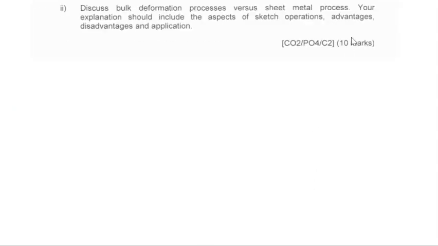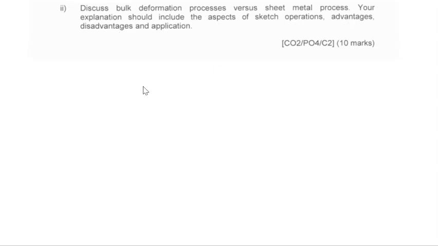And the next question is 10 marks. Wow, this is a big mark allocation. The combination can be 6 and 4, 5 and 5, or 3, 3, 4. It depends, and it can mix with the bulk deformation question also. For example, they say discuss bulk deformation process, without mentioning any type of process, versus sheet metal process, also without mentioning any specific process. Your explanation should include the aspects of sketch, operation, advantage, disadvantage, and application.